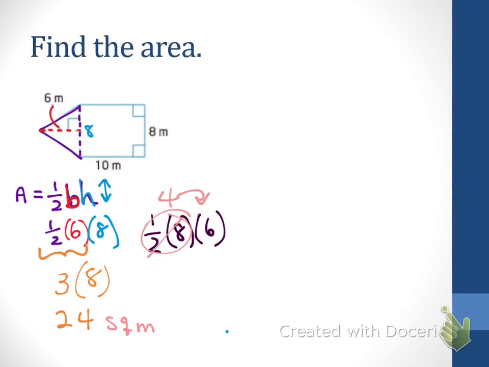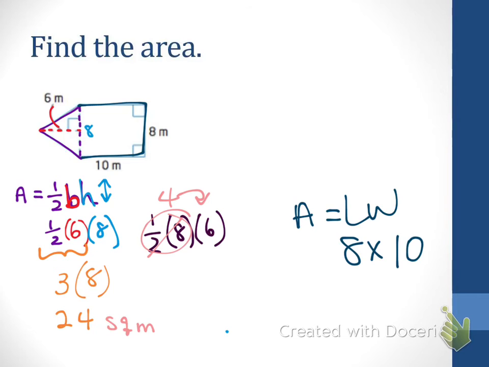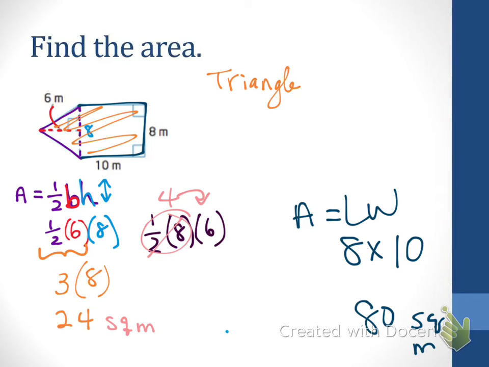Now we want to find the rectangle, right? So what is the area formula for a rectangle? Length times width. What is the length and the width? 8 and 10. 8 times 10 is 80 square meters. All right, so then we want to find the area of all of it, right? So we're going to take the triangle, and what are we going to do with it? Add it to the rectangle.